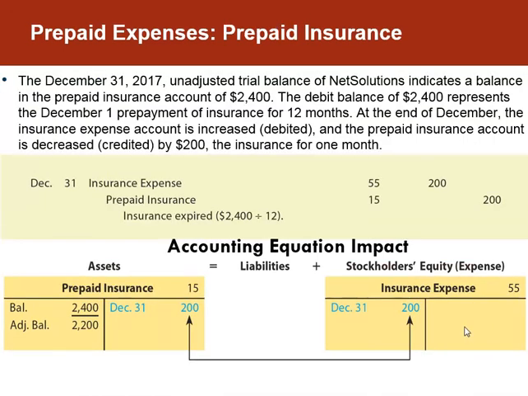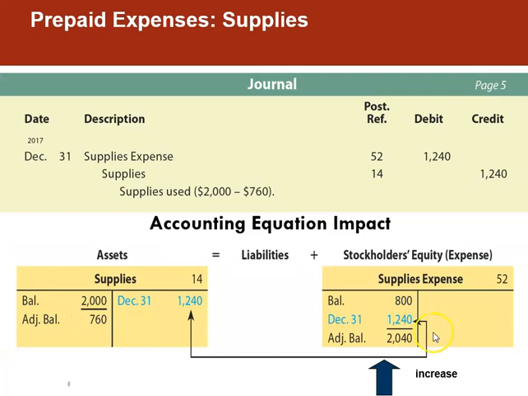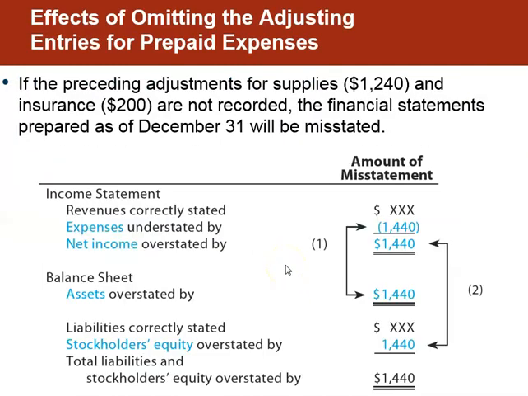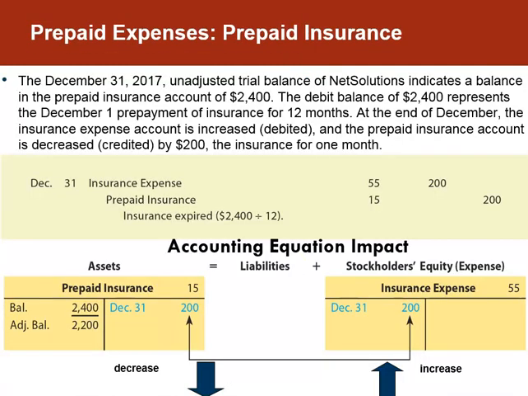Let's see here. We've looked at this transaction. Okay, let's do one more. I know this video is kind of long, but these two are kind of tied together, so we better do it. Okay, December 31, we have a balance in prepaid insurance of $2,400. If you recall, they paid $2,400 for 12 months insurance coverage.